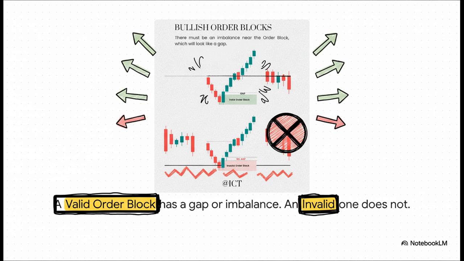This is such a great visual for validating an order block. Let's break it down. Look at the top example, the valid one. See that little bit of space, that imbalance right after the order block? That gap is what confirms the strength of the move. Now look at the bottom example. There's no gap. Price is just messy and overlapping. That makes it a much weaker, pretty much invalid signal.